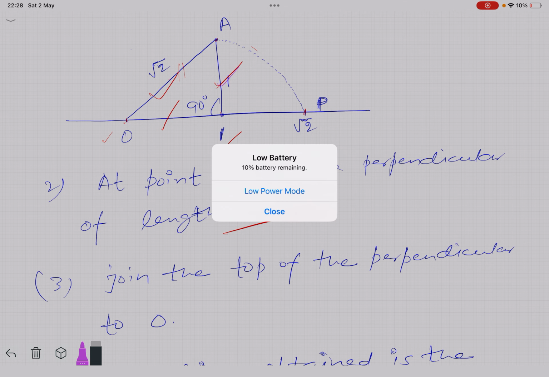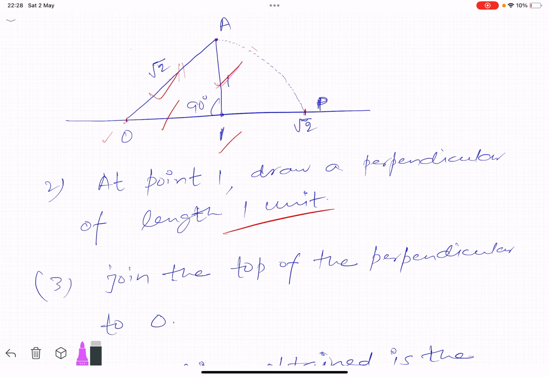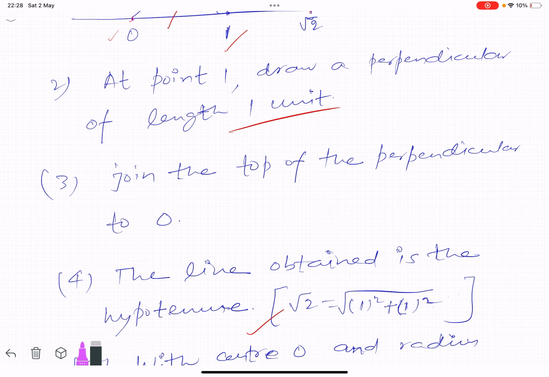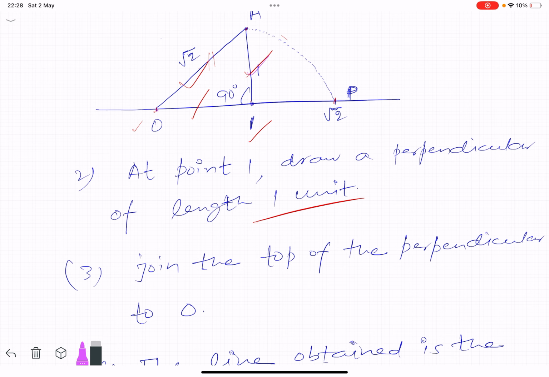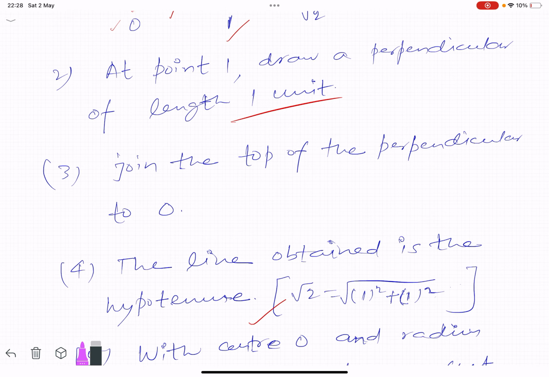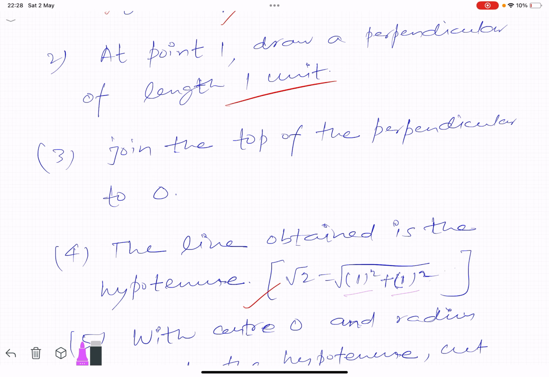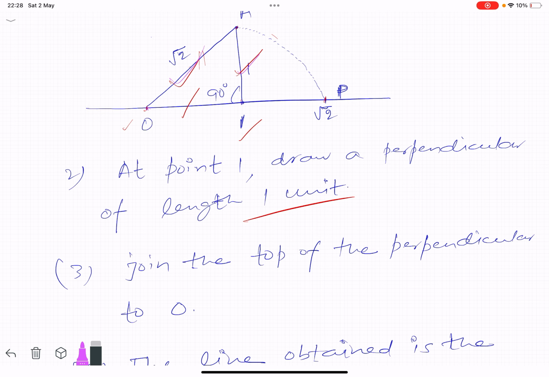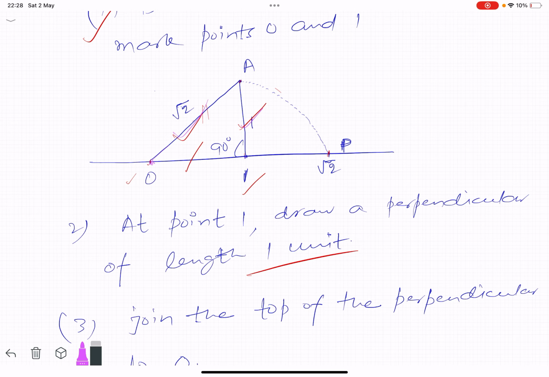Join the top of the perpendicular to 0. The line obtained is the hypotenuse by Pythagoras theorem. Perpendicular square plus base square is equal to hypotenuse square. So that will be root under 1 square plus 1 square is equal to root 2. Root 2 is hypotenuse. So with center O, we will draw an arc taking radius OA.